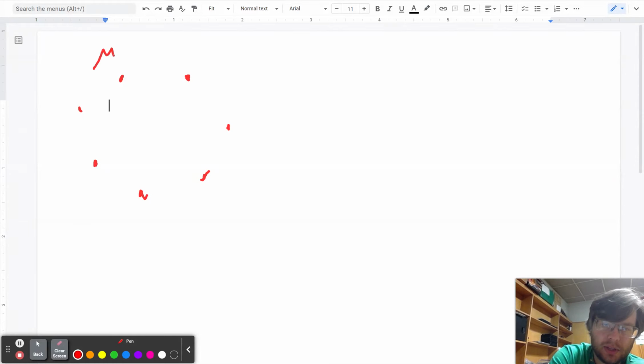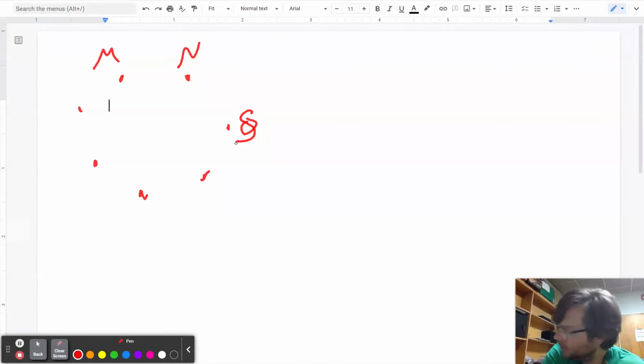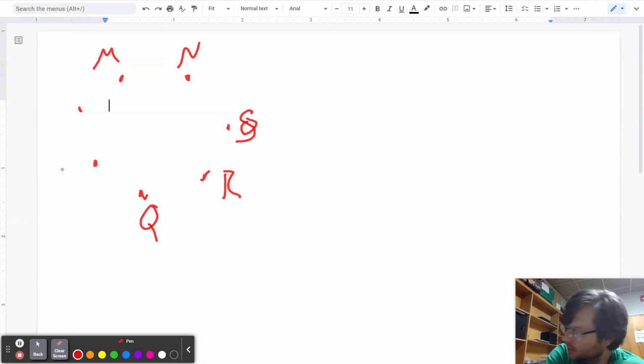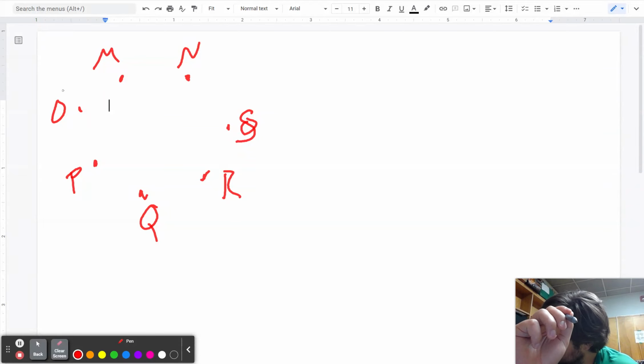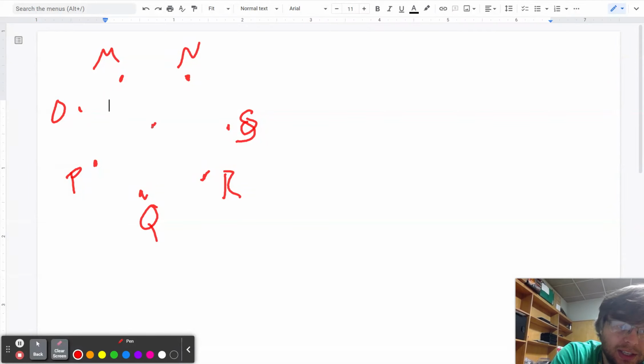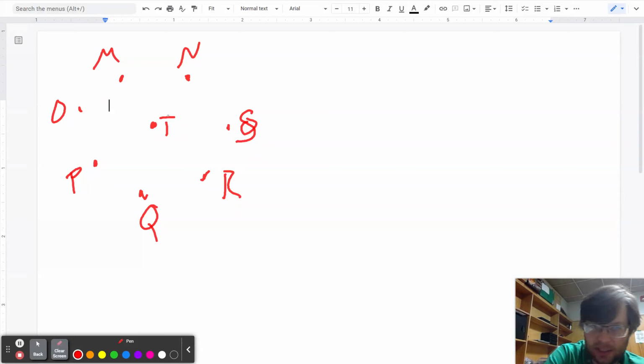And so we have M, N, that's the order? Okay. M, N, S, R, Q, P, O. Okay, so that's the shape on the outside. And then they also have the letter T in the middle. And what they're saying is that it's a circle that goes through radius T and it touches all those points.